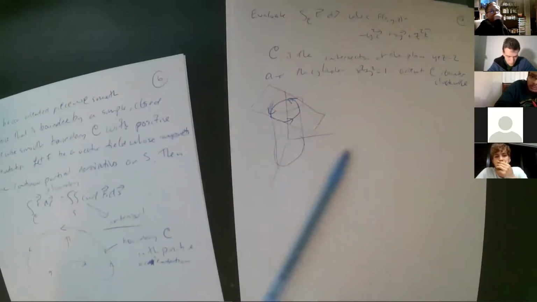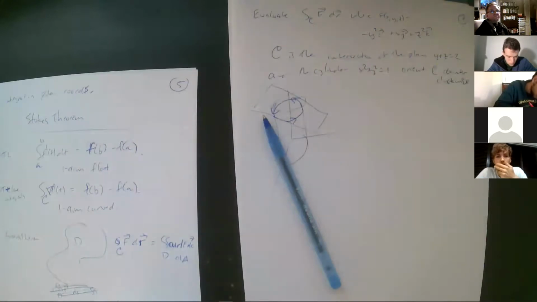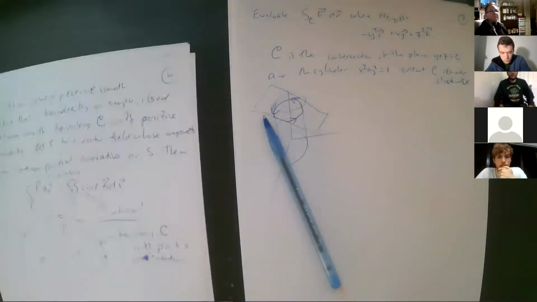So it looks like, draw a great picture. It looks like this cylinder where I lob off that corner piece. Okay? So I want to compute the integral of the vector field on the curve, which is this part that it intersects. Does that make sense?